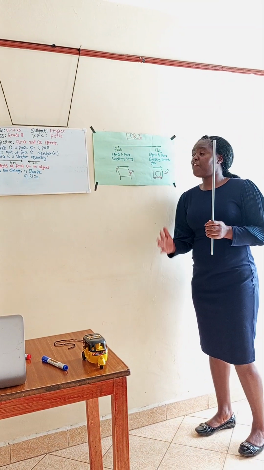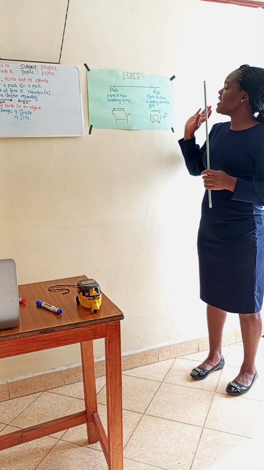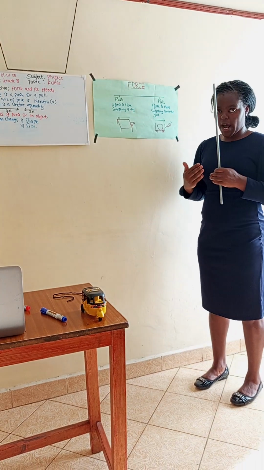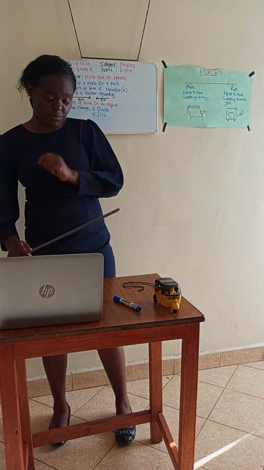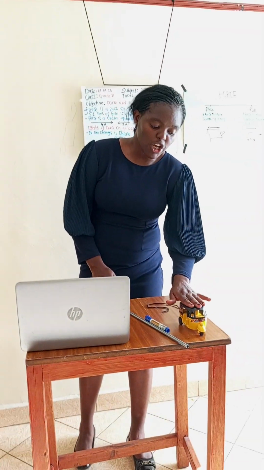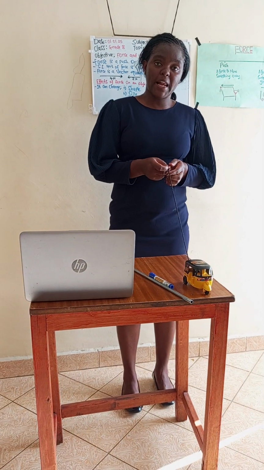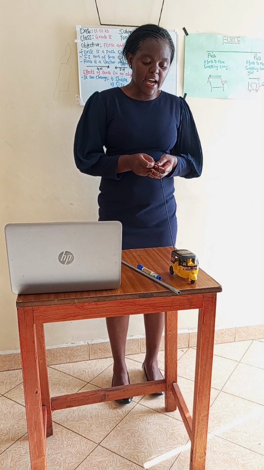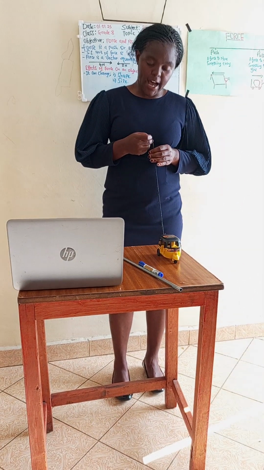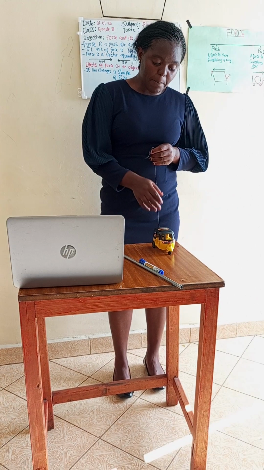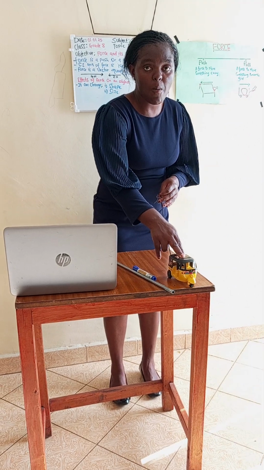So, push is a force to move something away from where you are, and pull is a force to move something towards where you are. So I want to do a demonstration here to show the difference between the two terms. I am going to use this toy car. If I apply force and move the toy car towards where I am, I am pulling the toy car. At the same time, I can apply force and push the car, and the car is going to move away from where I am.